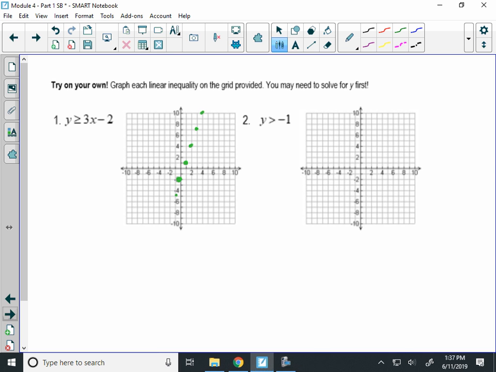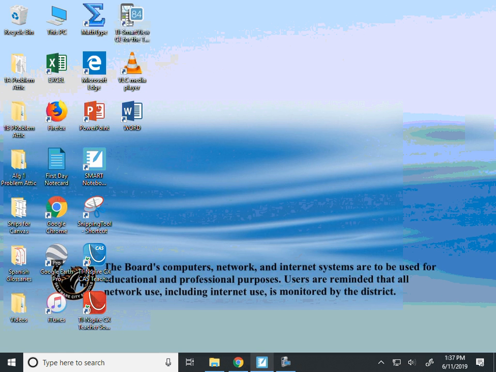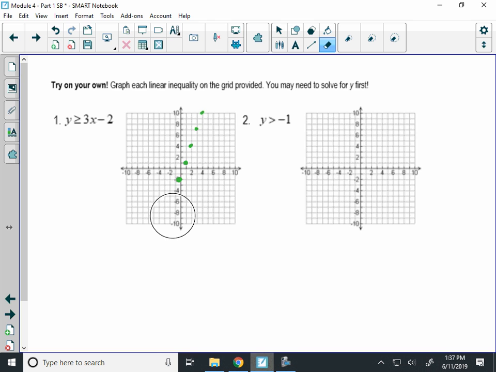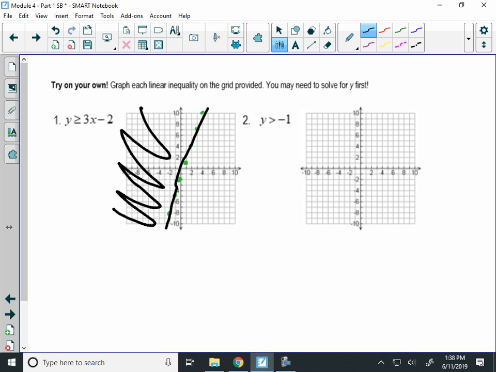So I plot those points, and now I have to decide what kind of line I'm going to use. So I have a greater than or equal to. The equal to ones use a solid line. Let me use a different color. Use a solid line to connect. And then greater than means I shade above. So that would be on this part of the line.